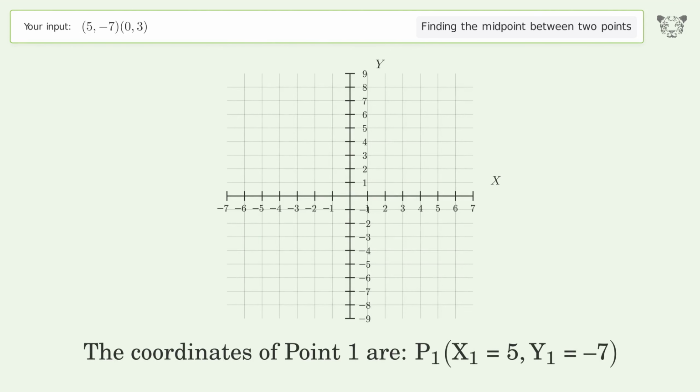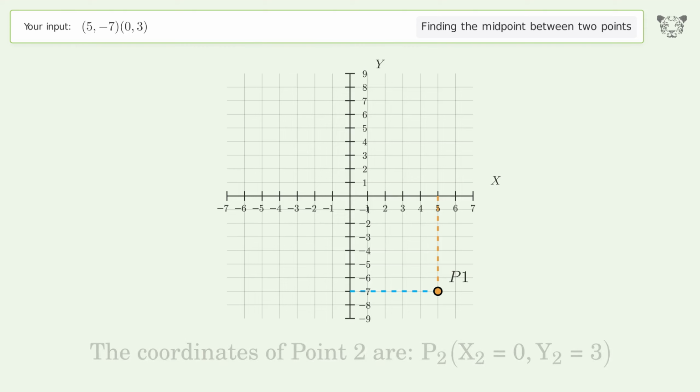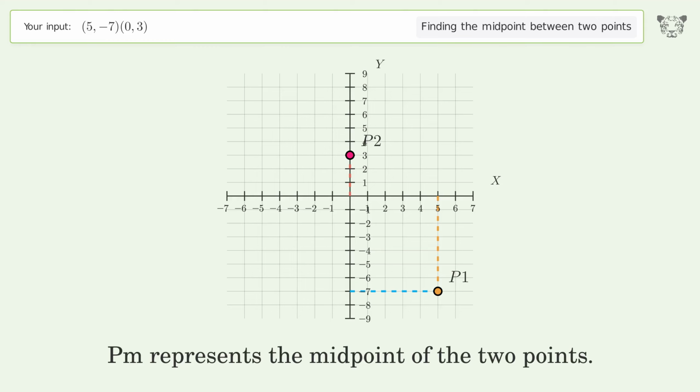The coordinates of point 1 are, x1 equals 5, y1 equals -7. The coordinates of point 2 are, x2 equals 0, y2 equals 3. PM represents the midpoint of the 2 points.